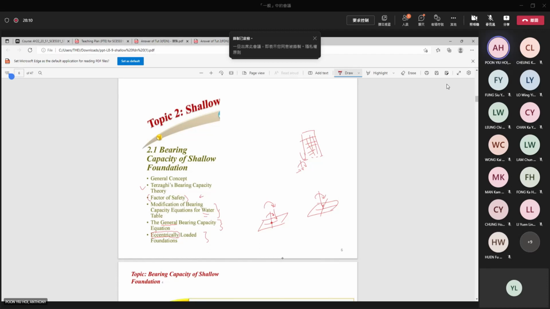You may also consider it as a moment acting on the foundations, because this eccentricity will actually give you a loading times a moment arm. So P times eccentricity will give you a moment. So this is quite common for a foundation to resist a moment.